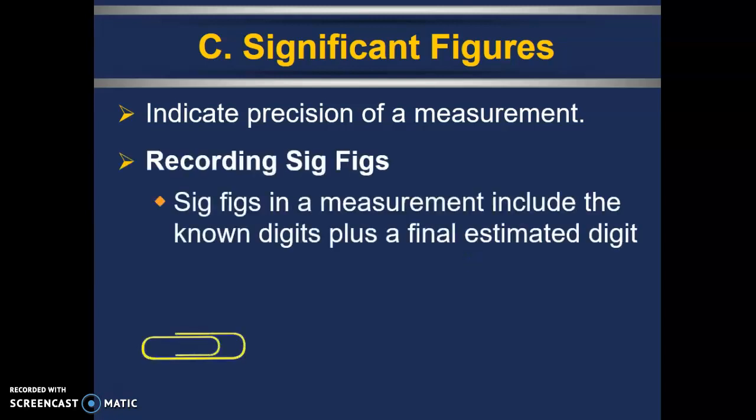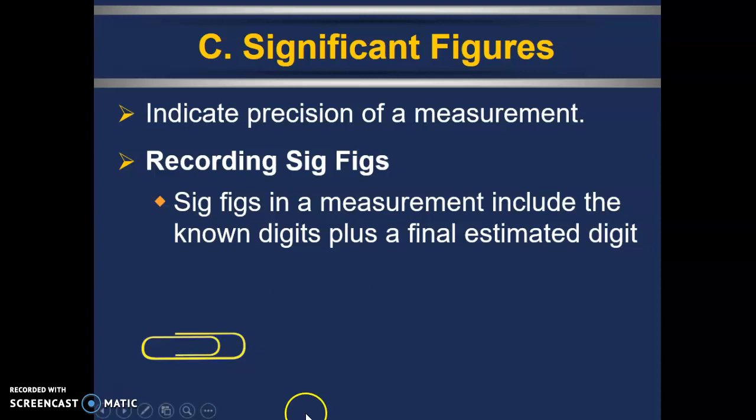Okay, so how do we record sig figs? Sig figs include all the known digits, so the ones that you know for sure, you are absolutely positively able to measure them, and it also includes a final estimated digit. So that last digit, you don't know it for sure. You estimated it. And so this lets other scientists know. It indicates that that last digit is an estimation. So it lets them know how precisely you measured. Okay, so let's do an example.